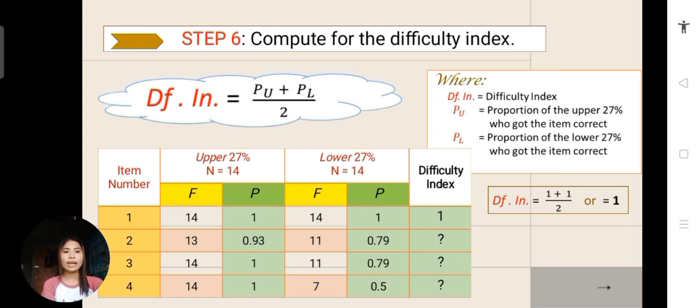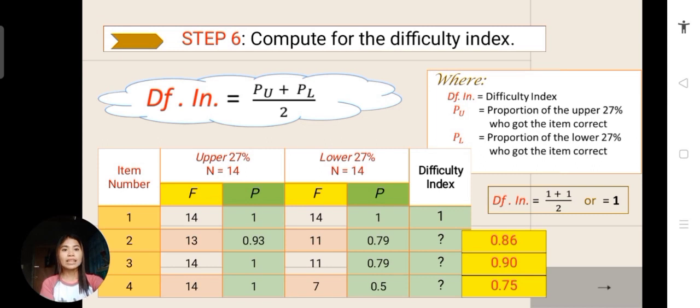Therefore, our difficulty index would be 1. In item 2, we have a proportion of 0.93 in the upper and 0.79 in the lower. Adding them and dividing by 2, we have a difficulty index of 0.86. In item 3, we have 1 added to 0.79 divided by 2, which is equal to 0.90. And in item 4, we have 1 plus 0.5 divided by 2, which is equal to 0.75.